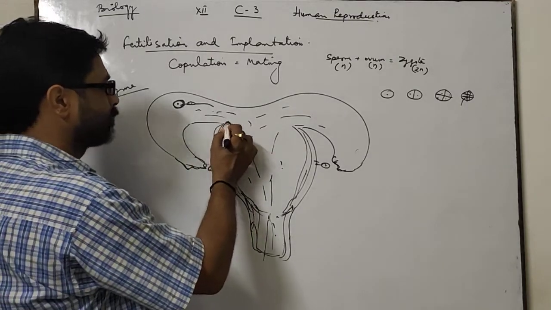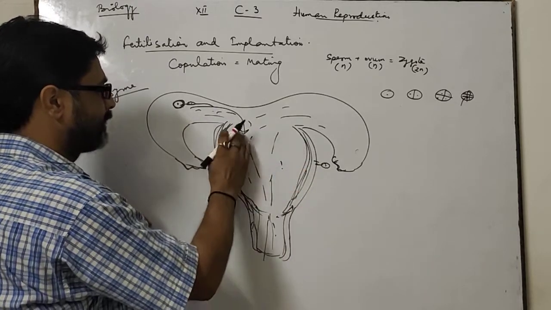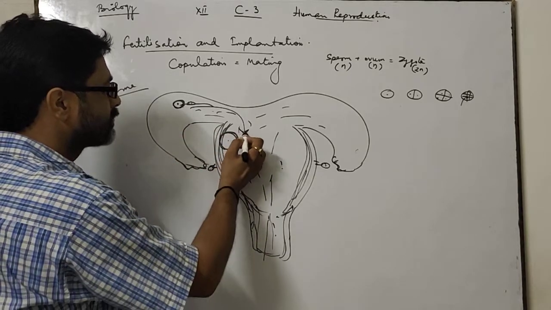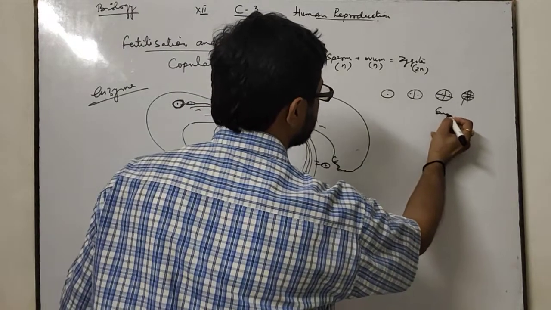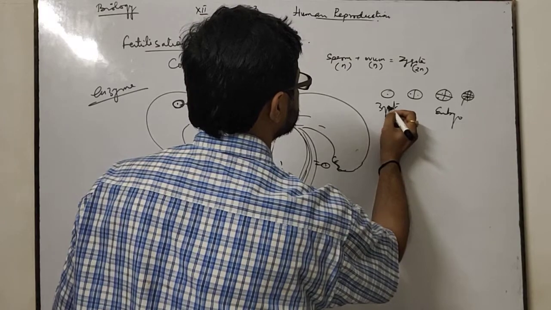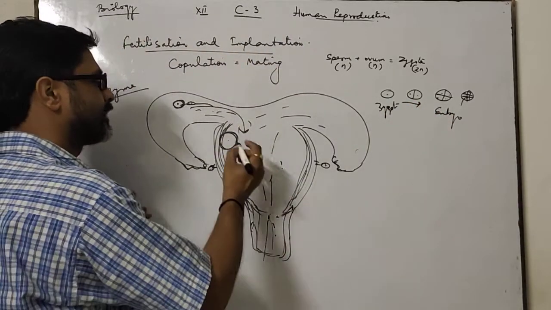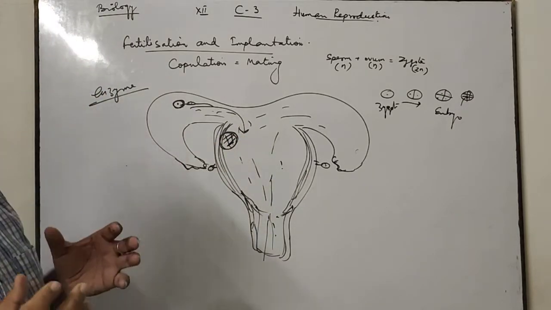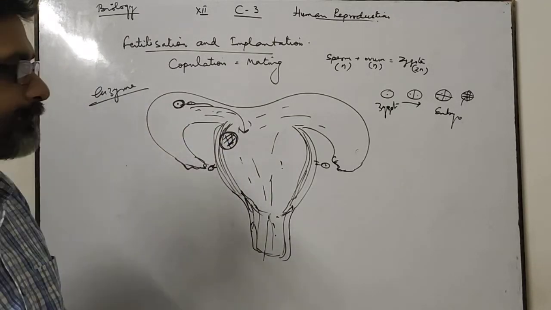This morula and blastula reach the uterine wall and get attached to the uterus wall. Now it is called an embryo. This one is the zygote and this one is the embryo. After division it is called an embryo. This embryo gets attached with the uterus wall. The process of attachment of the embryo with the uterine wall is called implantation.